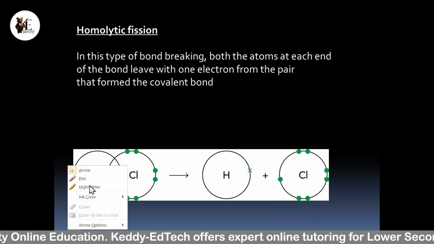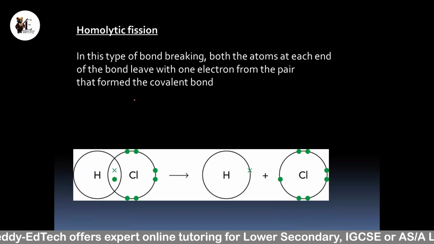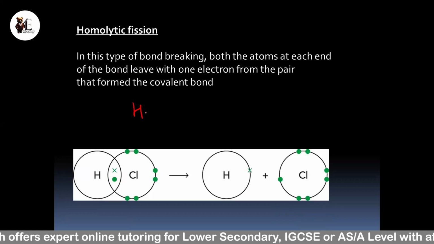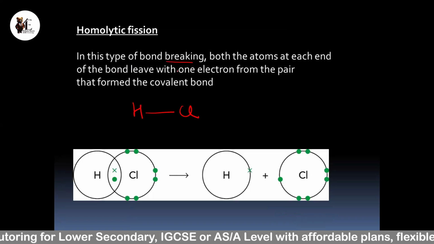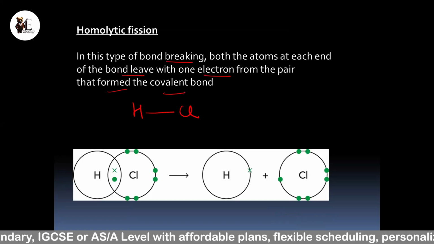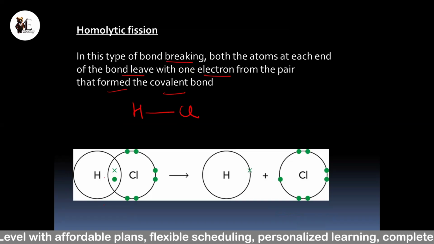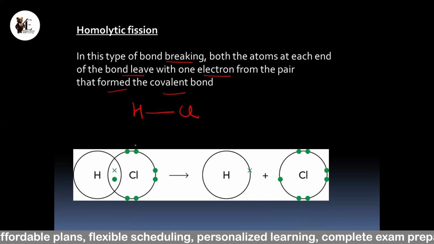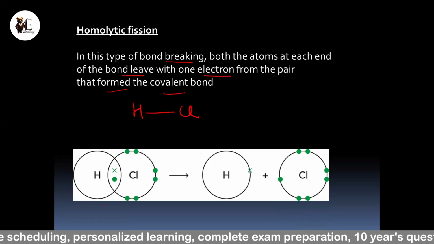Homolytic fission. What happens in homolytic fission? For example, let us understand this with the help of hydrogen chloride. In this type of bond breaking, both the atoms at each end of the bond leave with 1 electron from the pair that formed the covalent bond. So this is your electron dot structure of HCl. I hope you know how to make it. Chlorine has 7 electrons in its valence shell. Hydrogen has 1 electron.